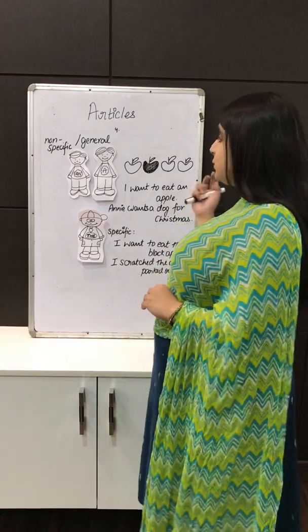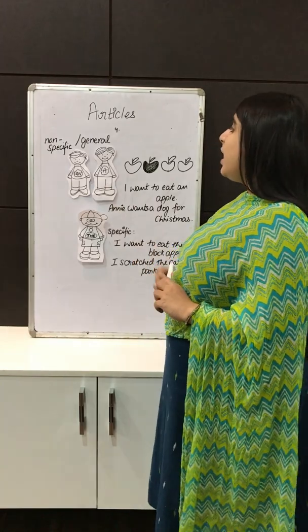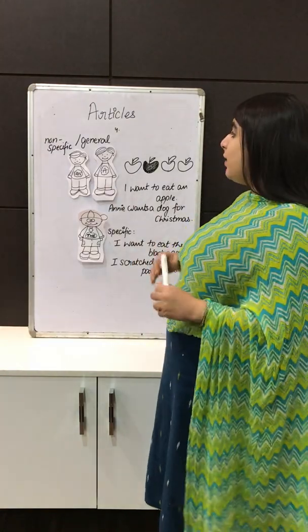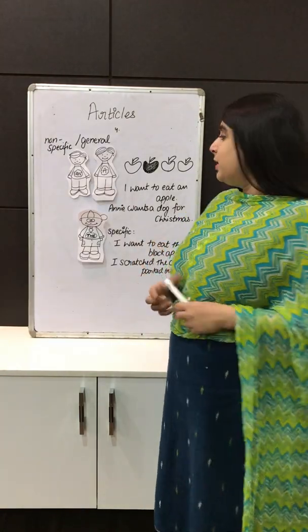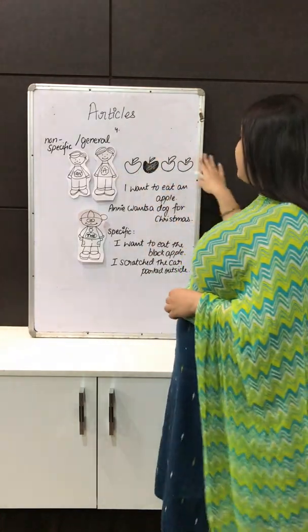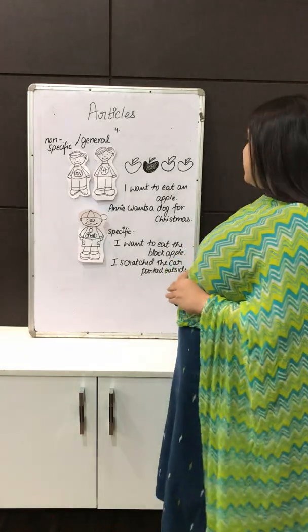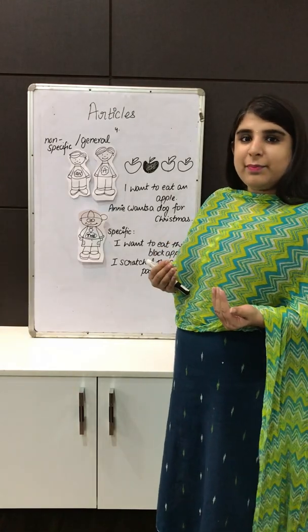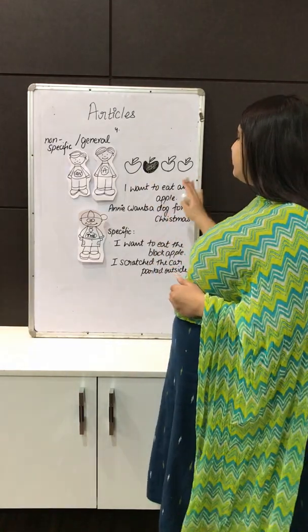Let us see another difference between a, an and the. The twin brothers a and an are used to point out things in general. So when I say I want to eat an apple, that means I can eat any one of these apples. So I am not being specific about any apple and I am saying that I can eat any one of these.